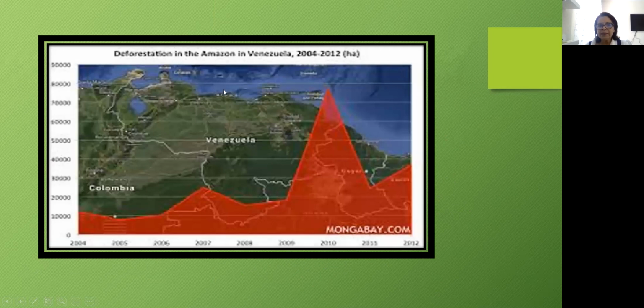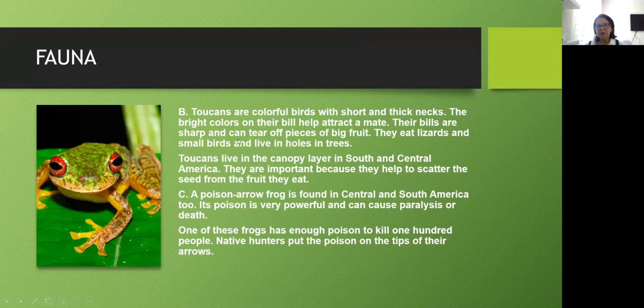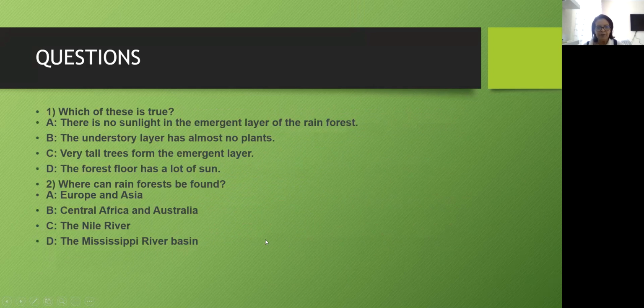We have the deforestation in the Amazon in Venezuela. We will talk a little bit about this. And we will also describe specifically what type of fauna we have in the rainforest, especially in Venezuela. We have the spider monkeys, then we have the toucan, which is our national bird. We also have a poison arrow frog, among others.